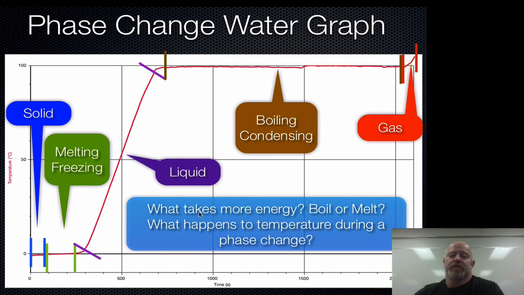Okay, so we've already answered this. What takes more energy, boil or melt? We know that it's to boil. And then what happens to the temperature during a phase change? Well, if we look, we have pretty much a flat line here, and a flat line here. So during a phase change, there's no change in temperature. If there's no change in temperature, we're not changing the average kinetic energy during that point. So the kinetic energy is staying the same. What we're doing is breaking those intermolecular forces, and that's what's using up all that energy. So we're changing some potential energy in there, but the kinetic energy is staying the same.